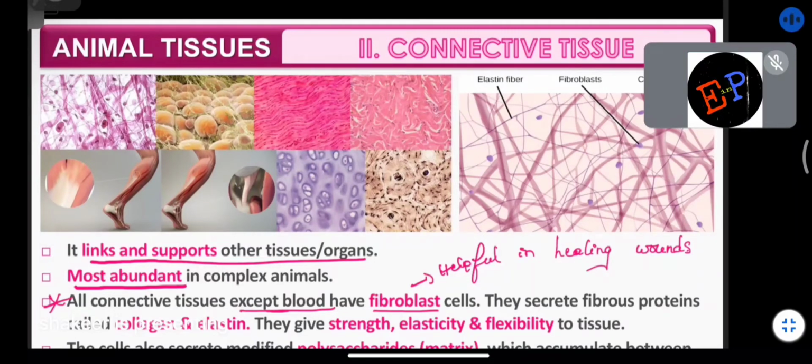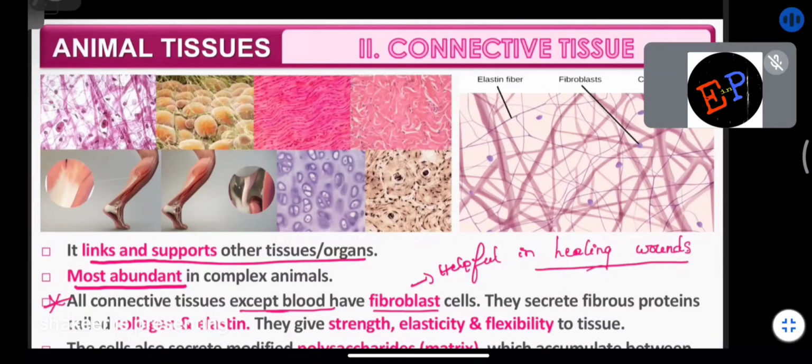Blood is also a connective tissue. It is also responsible for connecting different body parts. But blood doesn't have fibroblasts. Are you able to understand? This fibroblast is a type of cell which is helpful in healing of wounds also. So when we get wounds on our body, these fibroblast cells are responsible for healing the wounds.